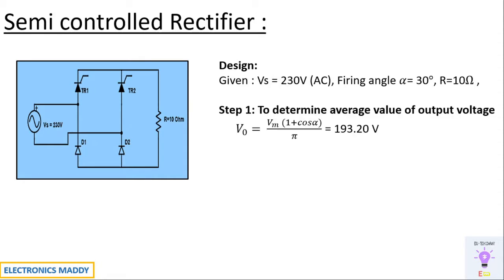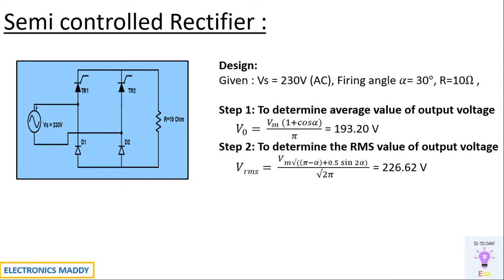Step one is to determine the average value of output voltage. How do we do that? V out is equal to Vm into (1 plus cos alpha) divided by pi. You'll be getting 193.20 volt. Second step is to determine the RMS value of output voltage. Vrms is equal to Vm into root of [(pi minus alpha) plus 0.5 sin 2 alpha] whole divided by root 2 pi. Substituting and solving, you'll be getting 226.62.